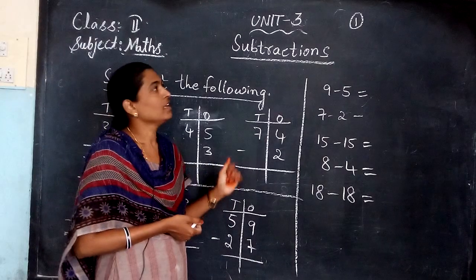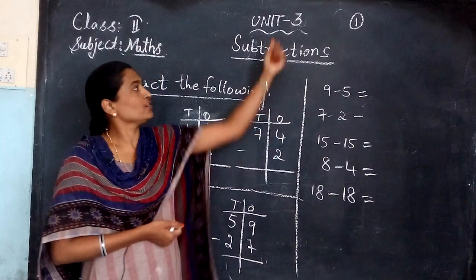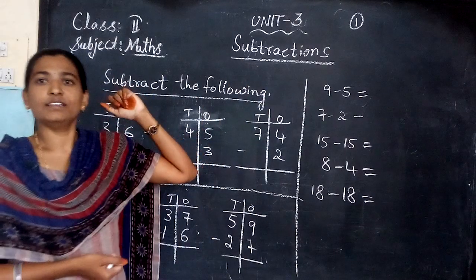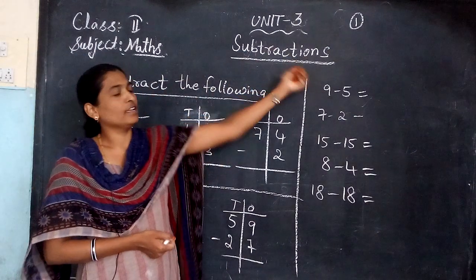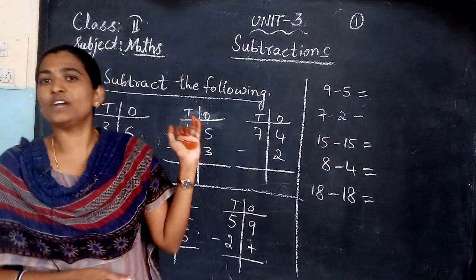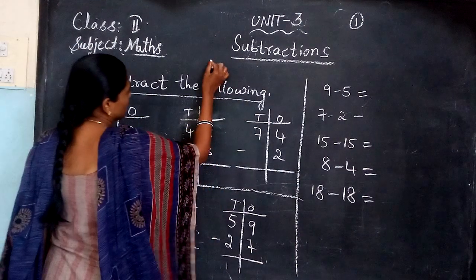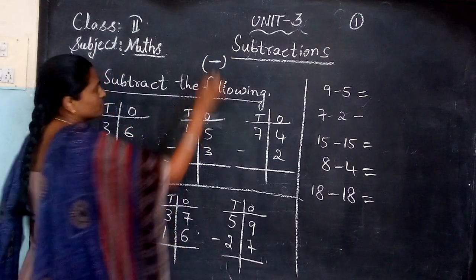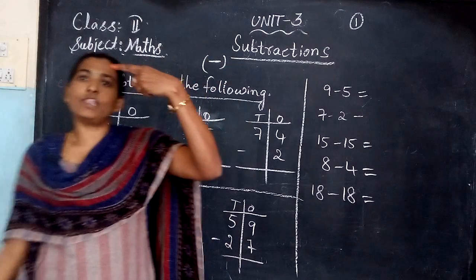Hi children, we are going to the next topic, that is Unit 3, subtraction. In the previous class we learned addition, now subtraction. From first class, from UKG, you are learning subtraction. What is the symbol, the sign, of subtraction? Yes, this is the symbol of subtraction.